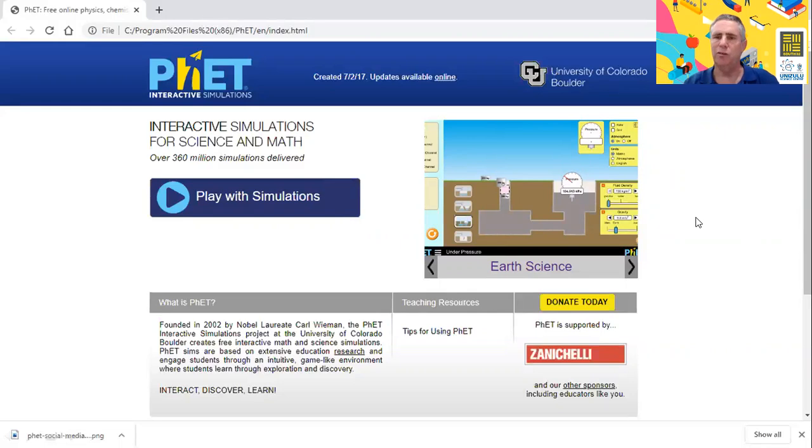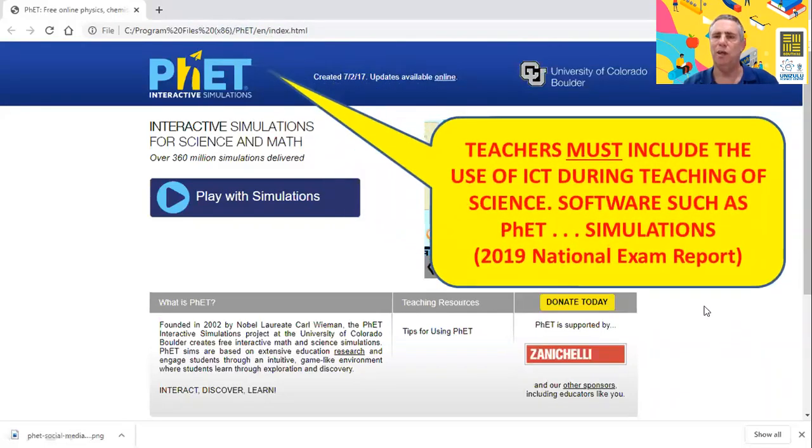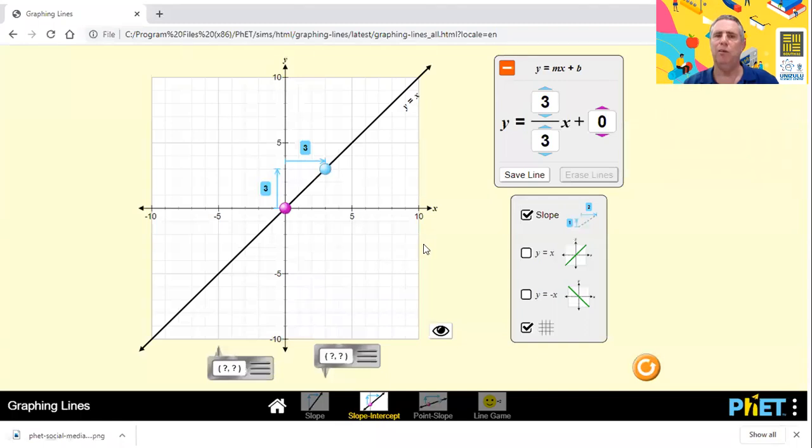But again, don't just take my word for it. In the 2019 National Exam Report, the examiner wrote, teachers must include the use of ICT during teaching of science, especially software such as PhET and their simulations. This was recommended by the National Examiner. We're going to look at a particular simulation called graphing lines, which, as I said, is provided for you in the teacher pack. And this will really help us to understand how straight line graphs work.